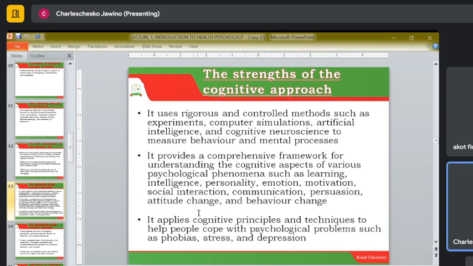Another strength is that it applies cognitive principles and techniques to help people cope with psychological problems such as phobias, stress, and depression. In other words, we subject someone to remembering something. In case you're fearful, depressed, or undergoing stress, we can try to bring something that can bring joy to them. We can make them remember something that brings about a state free from stress, free from depression.